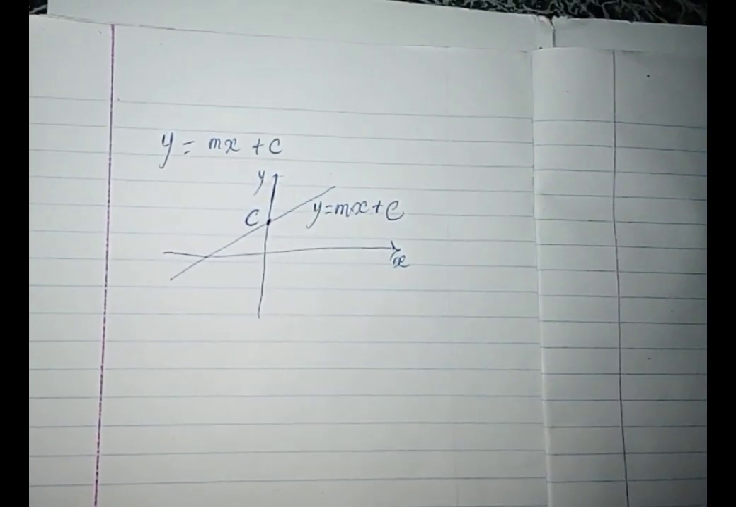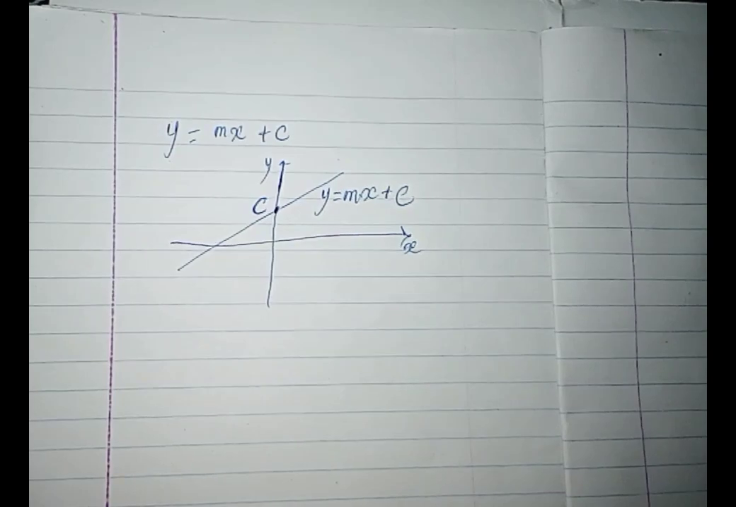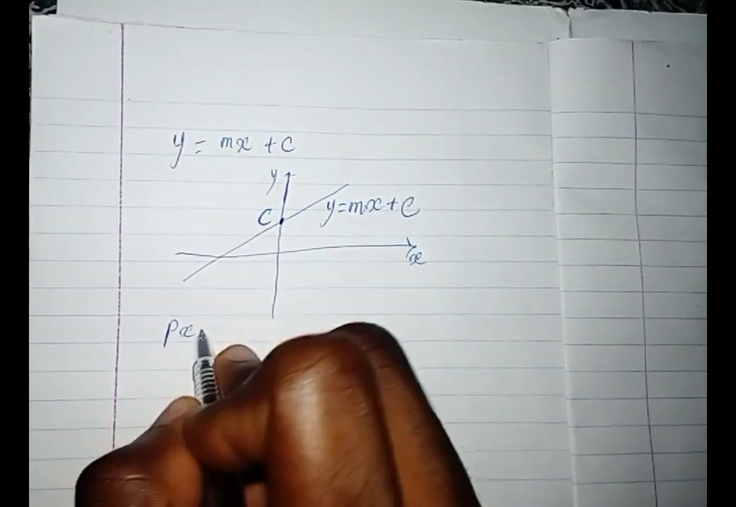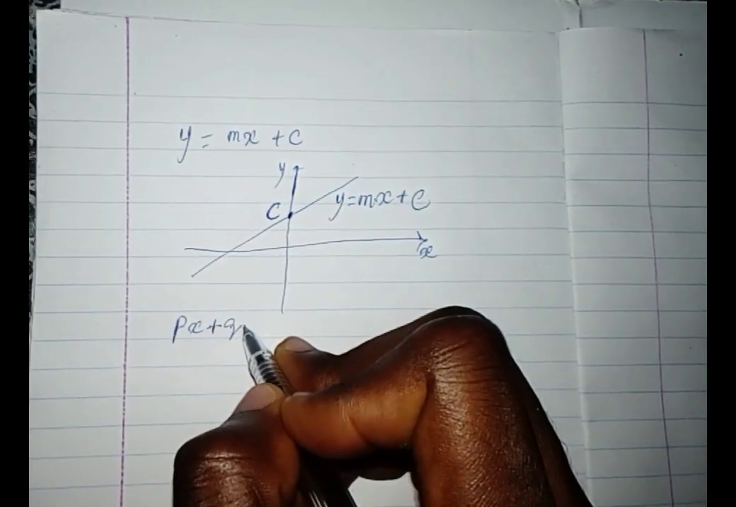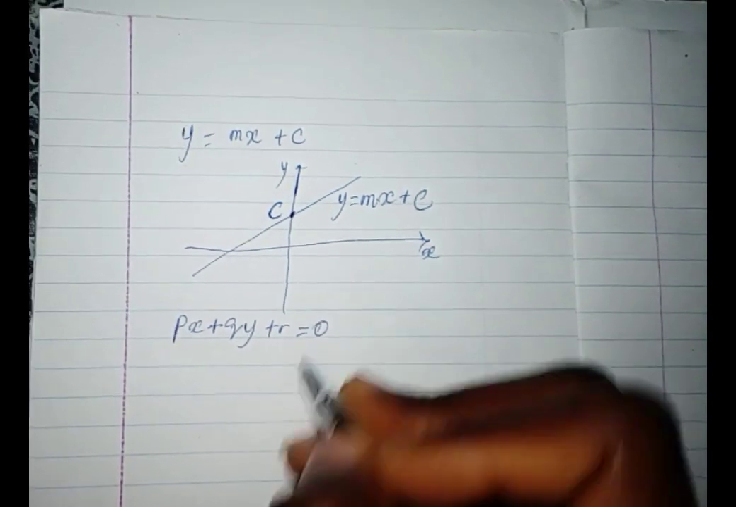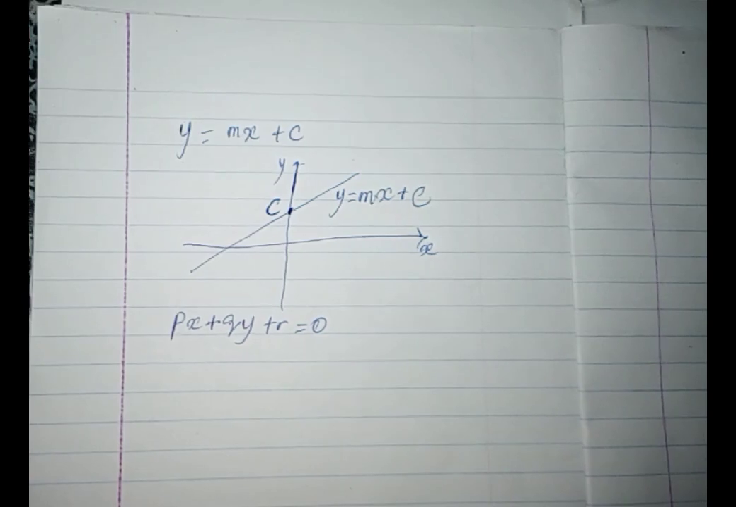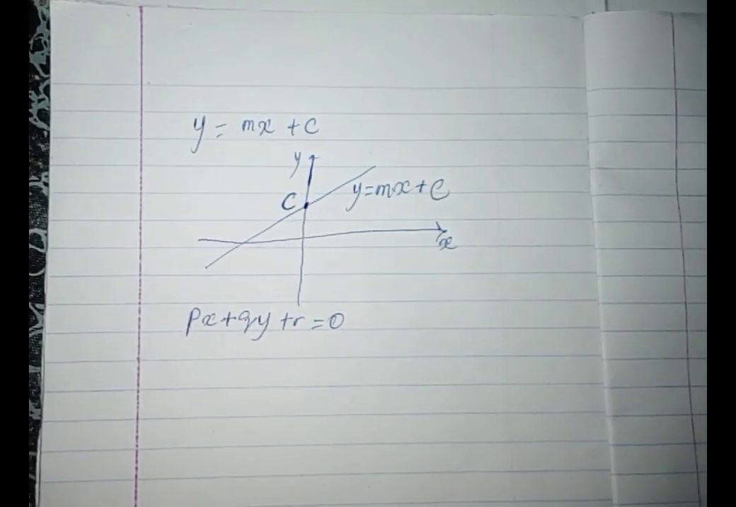There are various other types of equation of a straight line, which you can see as px plus qy plus r equals 0, where p, q, and r are any numbers. This is as well an equation of a straight line.